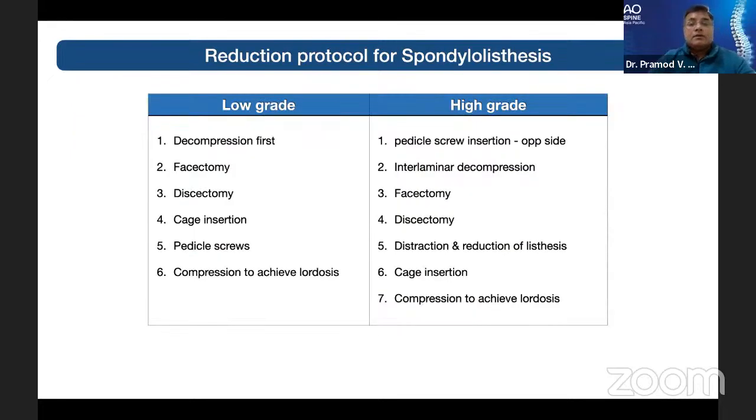So there's a difference between reduction protocol for spondylolisthesis. For low grade, I always do a decompression first and insert the cage, followed by pedicle screws. Whereas in high grade, after decompression and preparation of the end plate and the disc space, I try to reduce with the use of the reduction mechanism of the MIS screws on the opposite side. Then I insert the cage. I usually avoid inserting the cage before the reduction is achieved because that makes the whole thing very immobile.